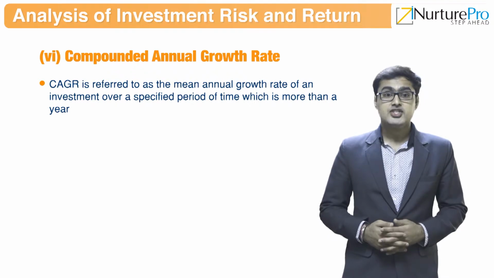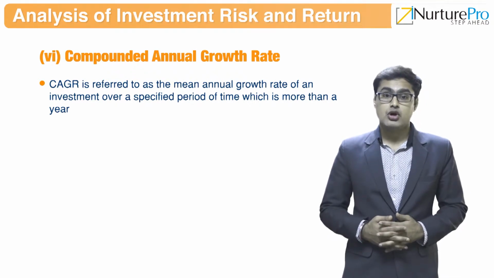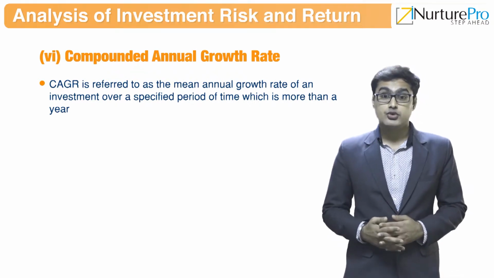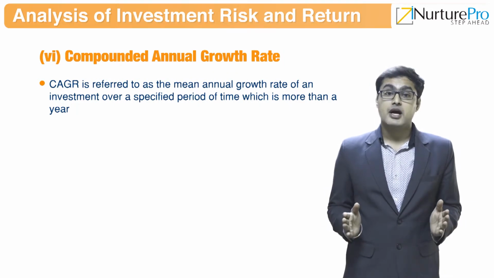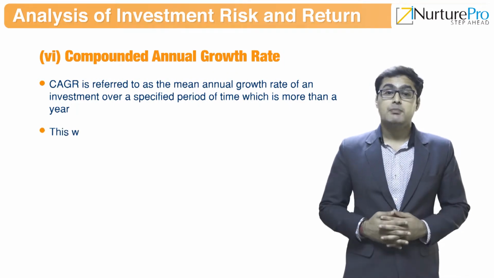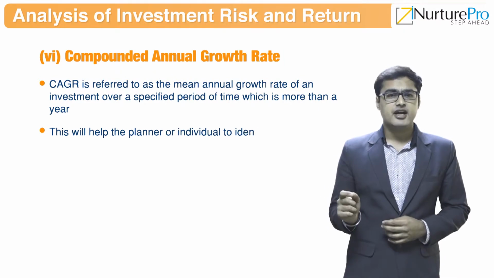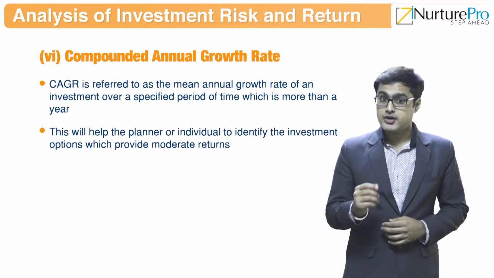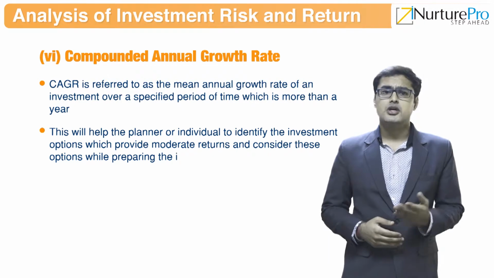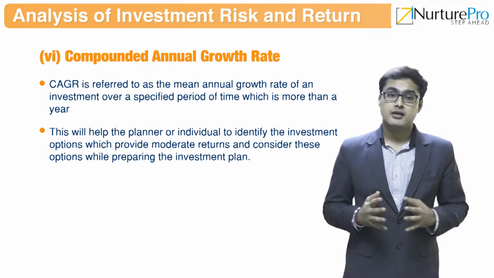In general, CAGR is used to calculate the average growth of a single investment. It is used to provide a broader picture of the market trends. It will help the planner or individual to identify the investment options which provide a moderate return and consider these options while preparing the whole investment plan.